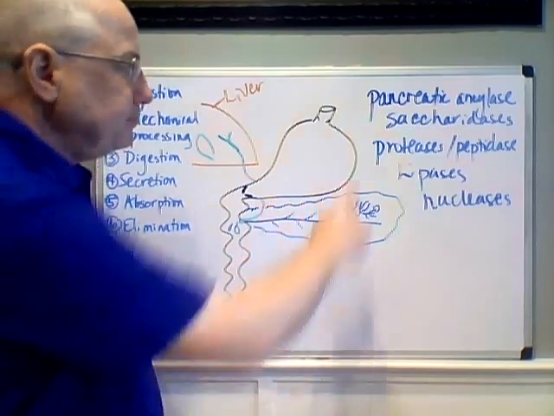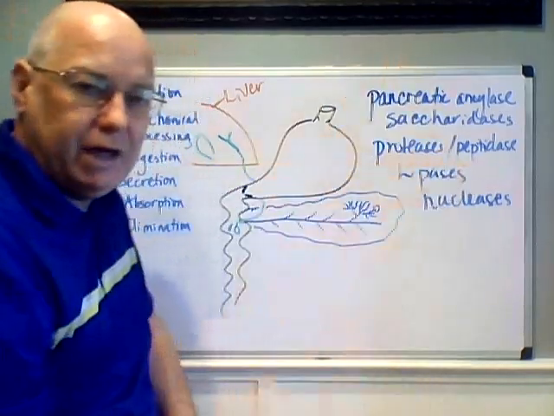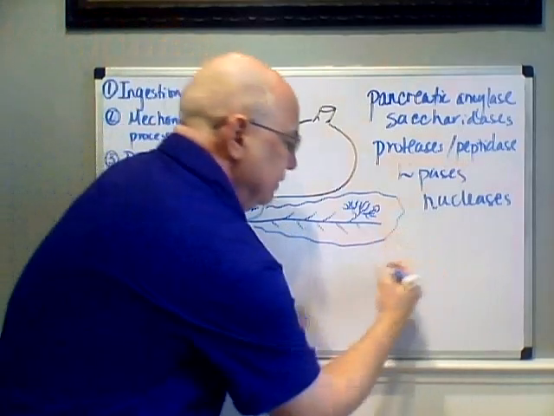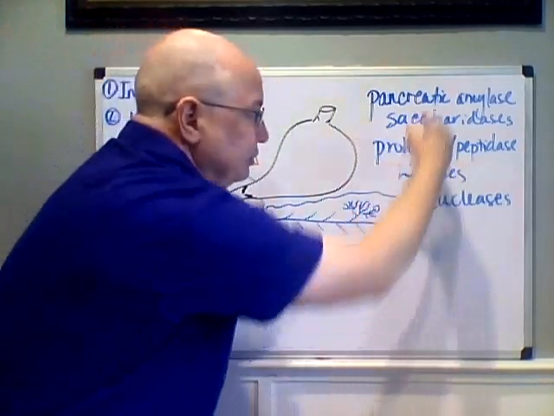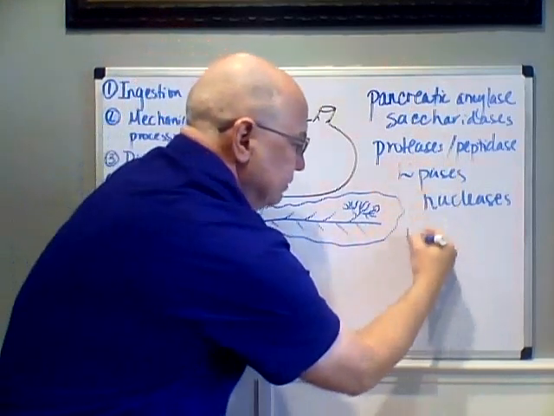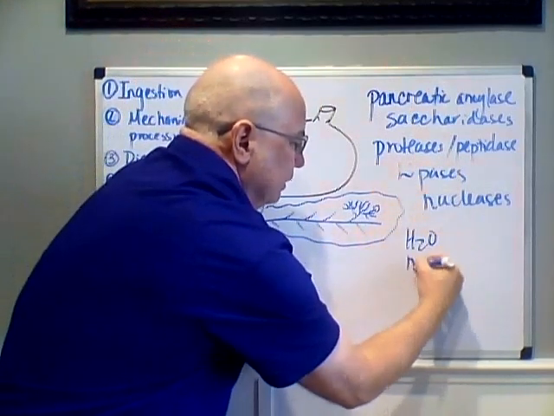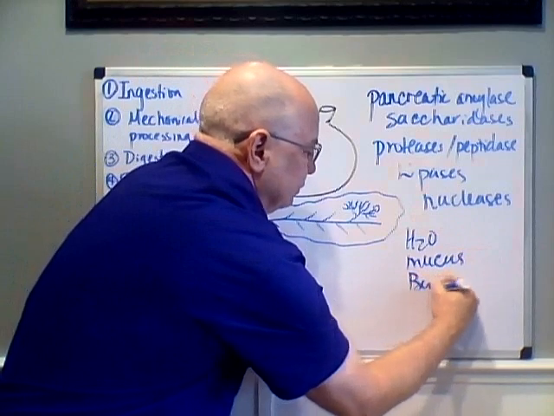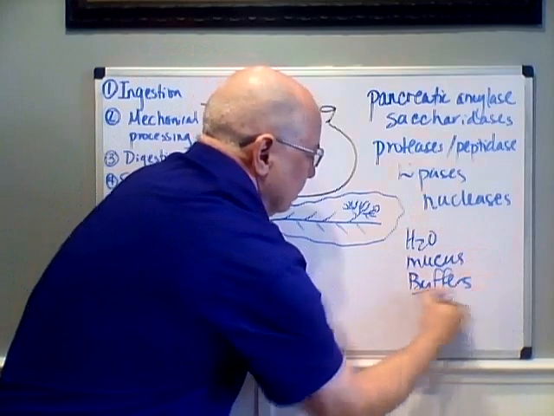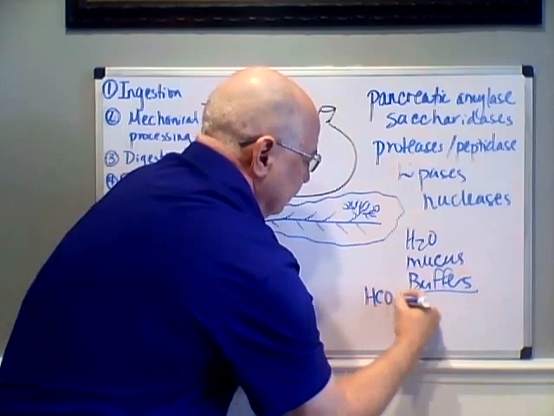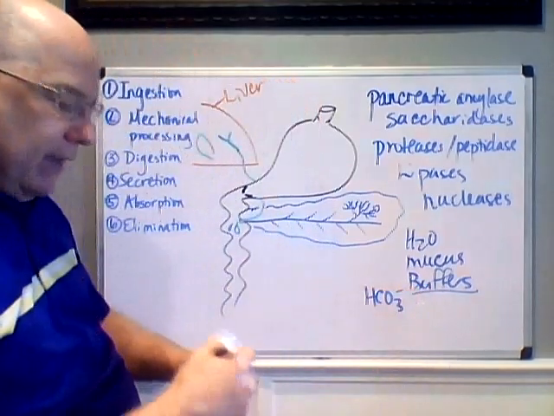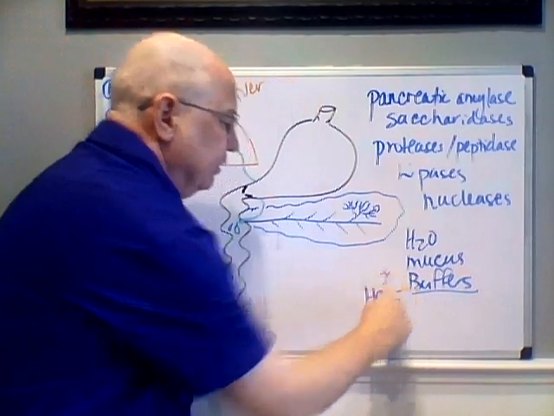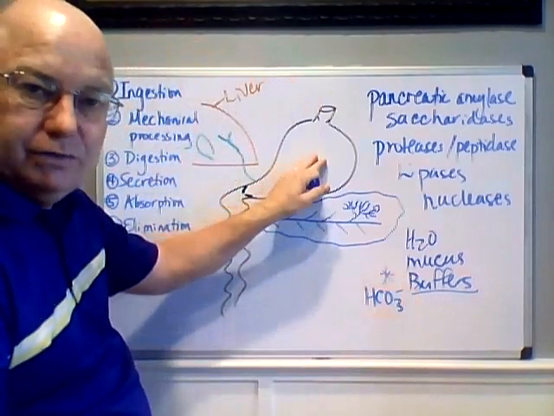But anyway, so all of this is in pancreatic juice. There's some other things in pancreatic juice, by the way. I'm going to list them. The components of pancreatic juice are going to include all of these enzymes. It's going to include water. It's going to include some mucus. It's going to include buffers. The buffer is bicarbonate ion, HCO3-. And those buffers are hugely important. These buffers here are going to neutralize all the stomach acid.